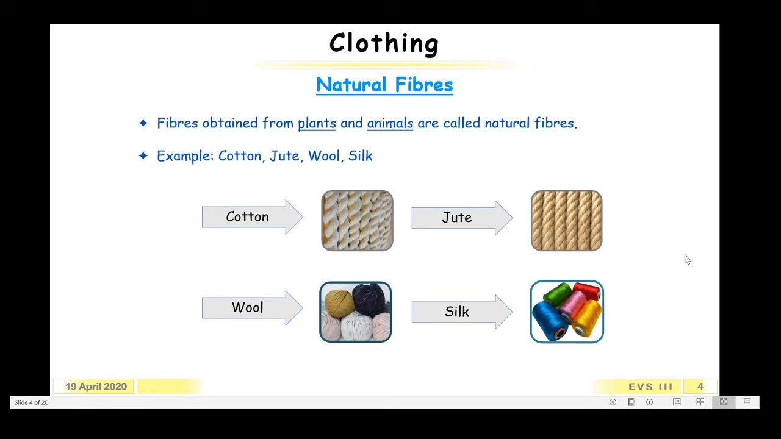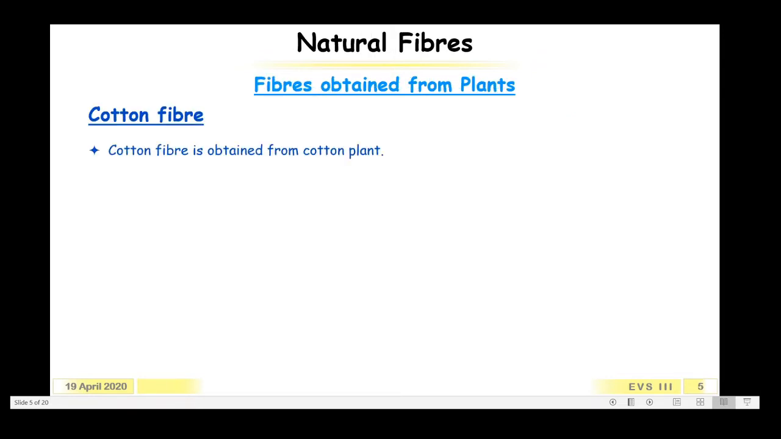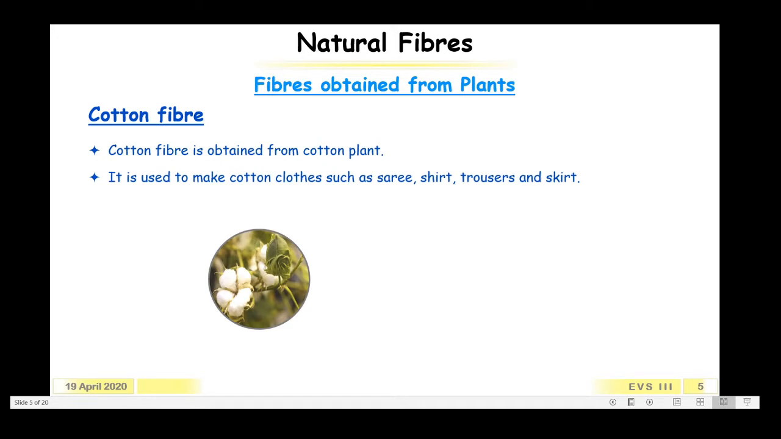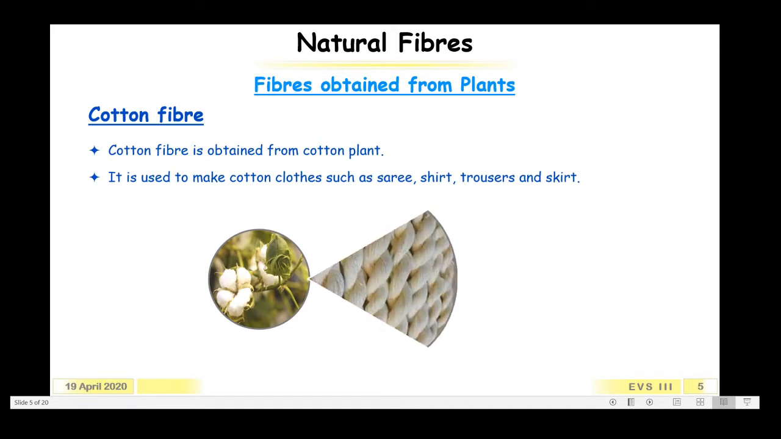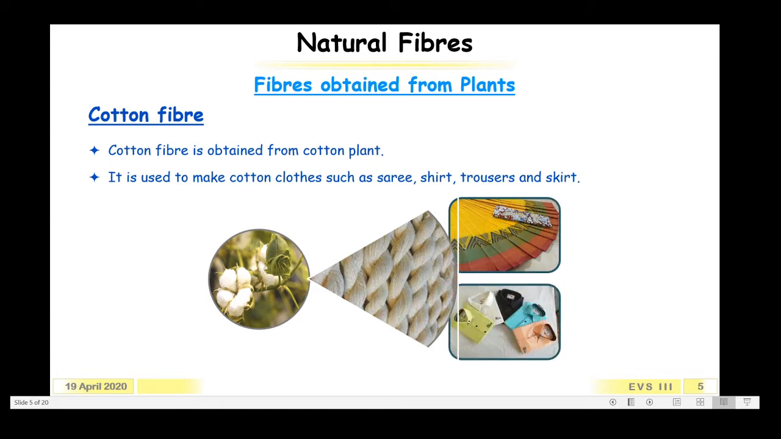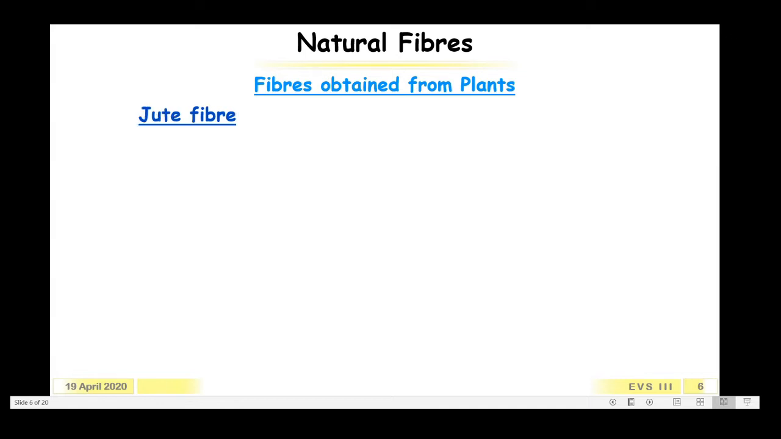So we'll pick up the first category, that is cotton fiber. See, cotton fiber is obtained from the cotton plant and it is used to make cotton clothes such as sari, shirt, trousers and skirts, right? So this is your cotton plant. This is the cotton fiber and the dress material that we make from cotton.